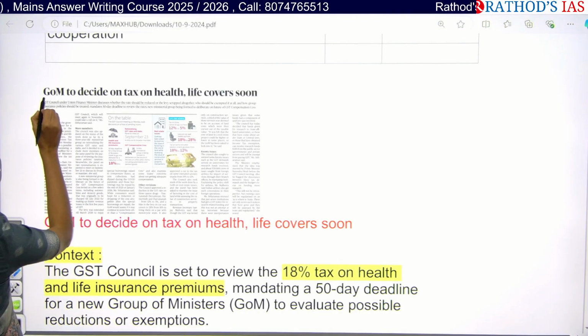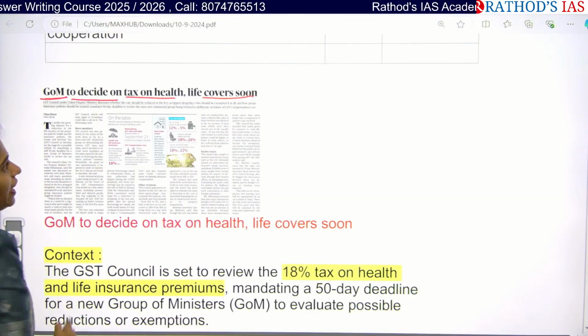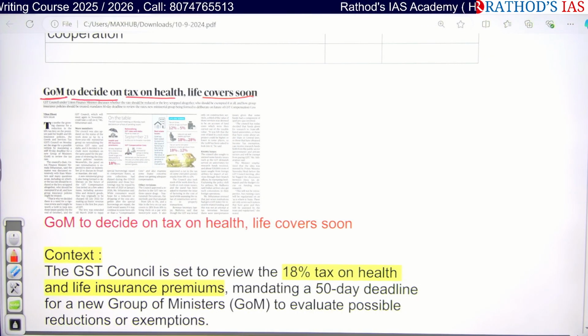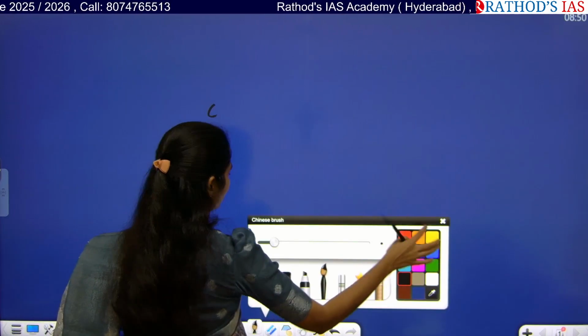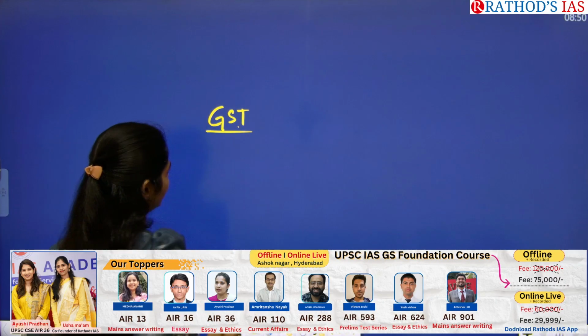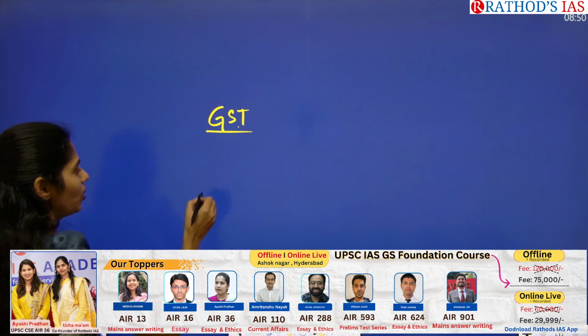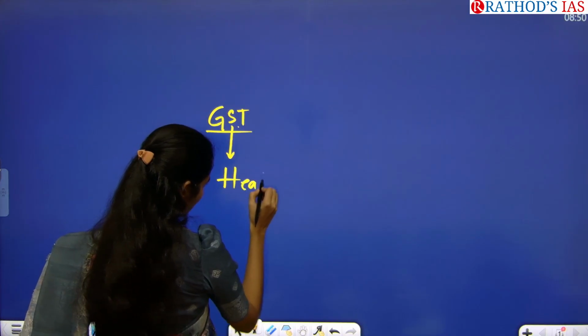See the title, GOM to decide on tax on health and life cover soon. So this article is talking about GST. So what is this GST? Goods and Services Tax. So actually this article is talking about imposition of GST on health insurance.